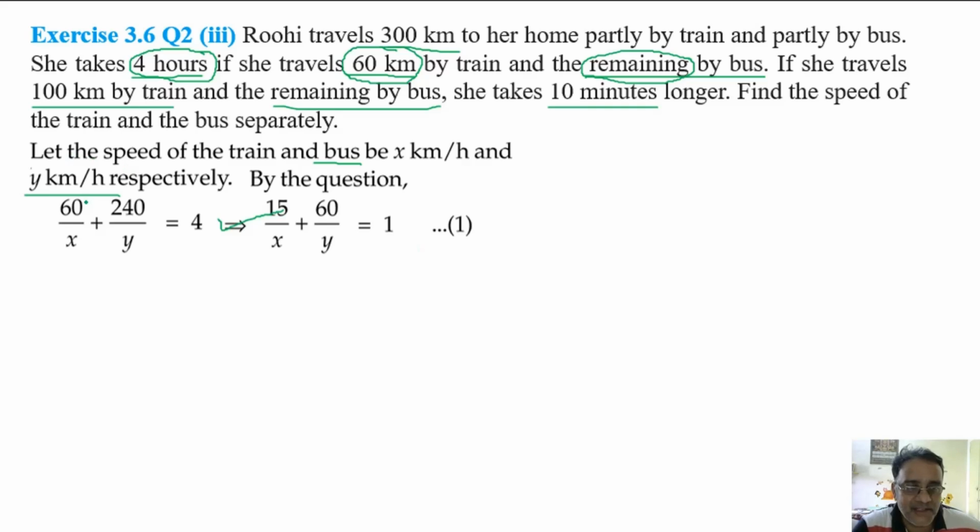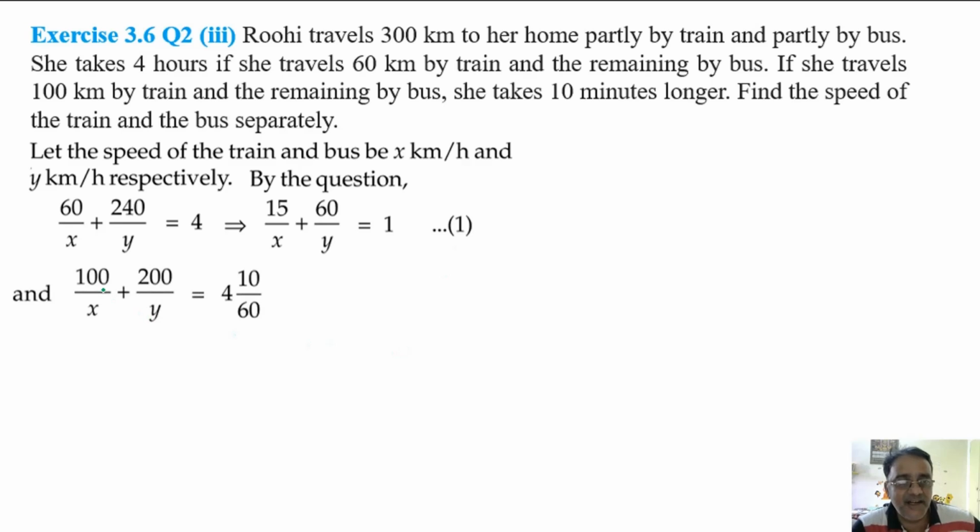So we will simplify this first, divide by 4. So we'll get equation number 1. And the next one is 100 upon x plus 200 upon y is equal to 4 10 by 60. It takes 10 minutes more. Did you understand where this is from? Yes, sir. Okay, so simplify this a little more.